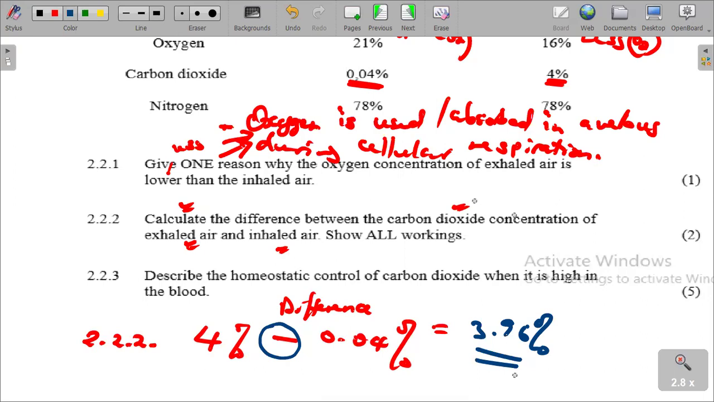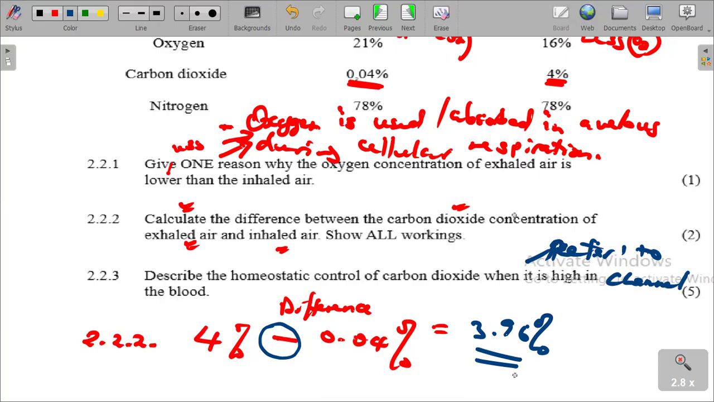Describe the homeostatic control of carbon dioxide when it is high in the blood. This has also been answered, more than once, on the channel. Refer to the channel, carbon dioxide control, or look at homeostasis on the channel, homeostatic control mechanisms.